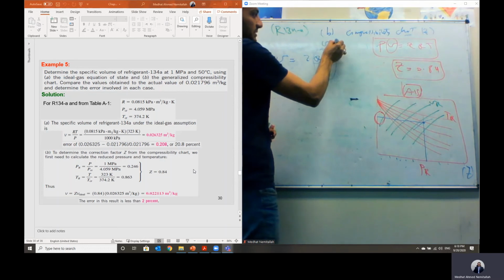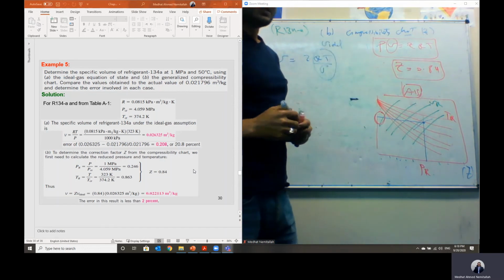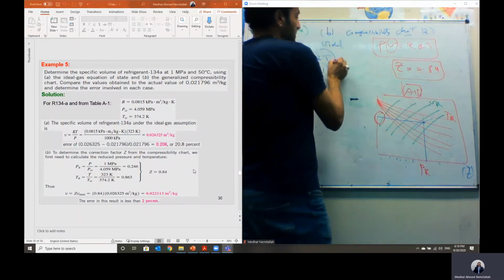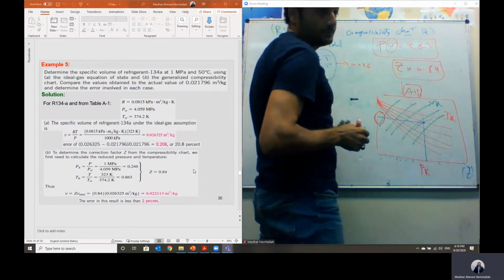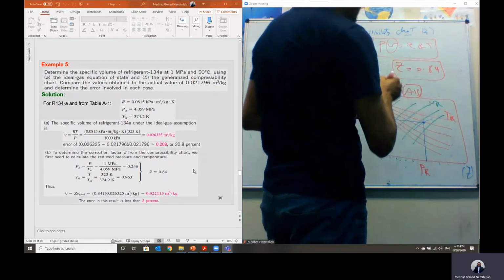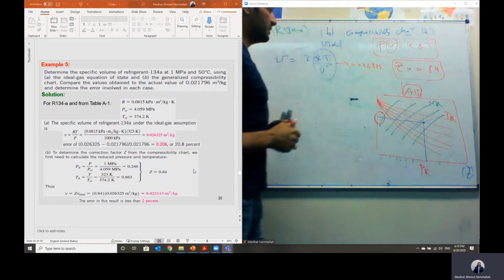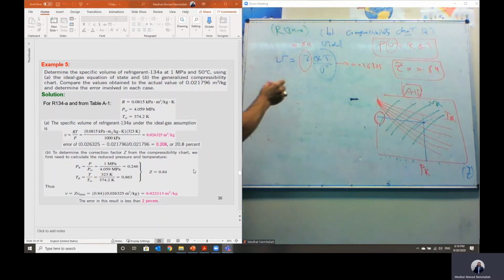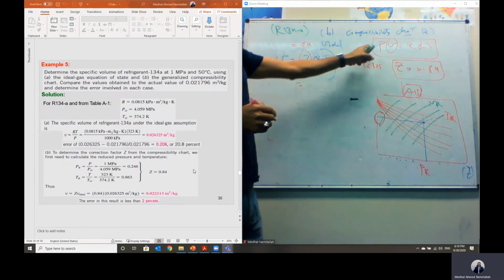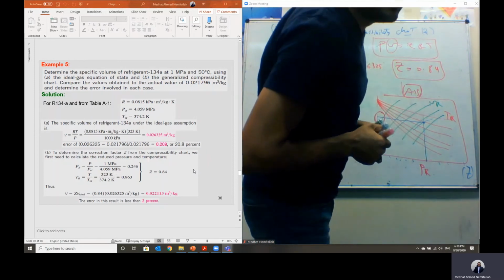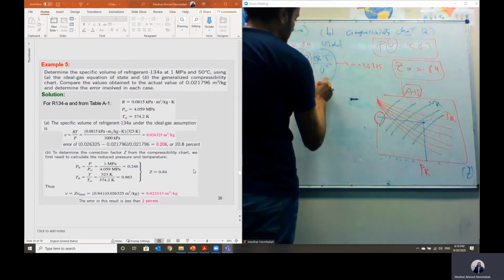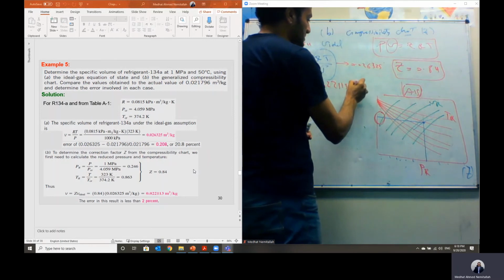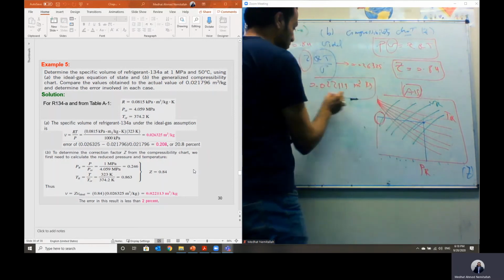We have just calculated this value from step A: 0.026325 meter cube per kilogram. If we multiply this by the parameter Z, which we calculated as 0.84, then we can calculate the specific volume based on the compressibility chart. It will equal 0.0222116 meter cube per kilogram.